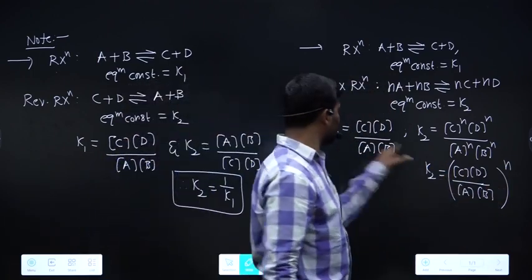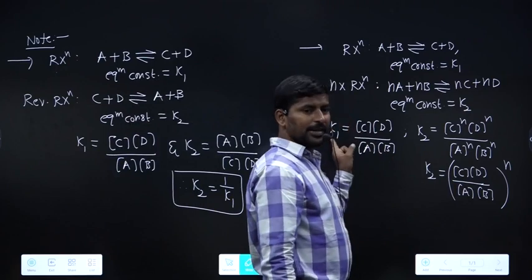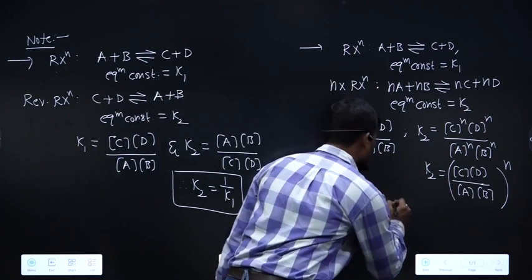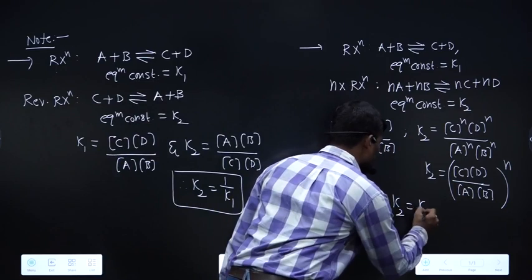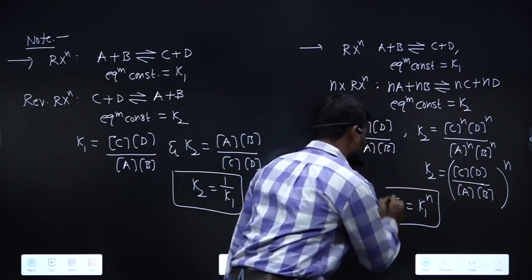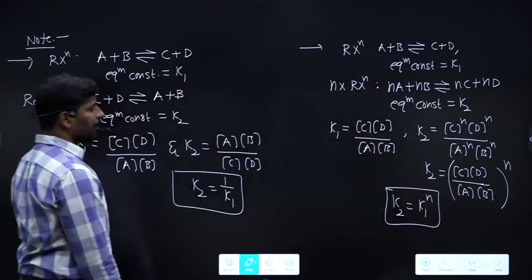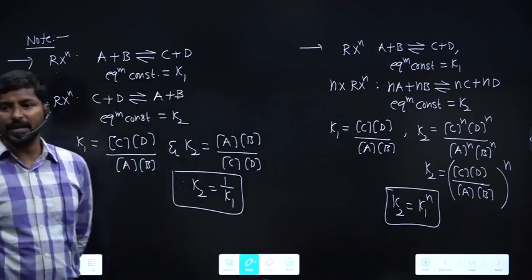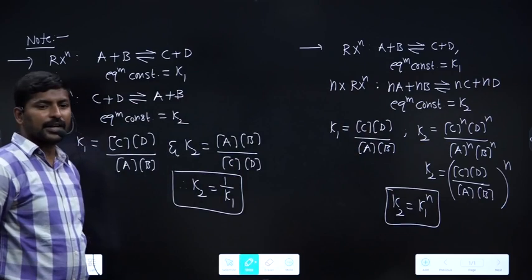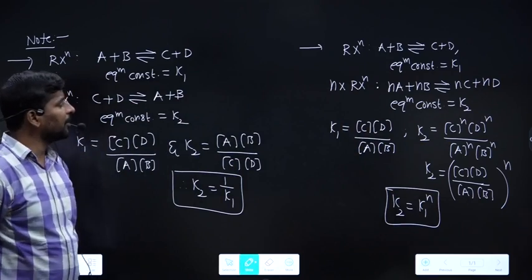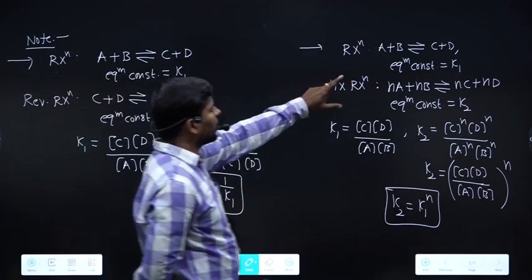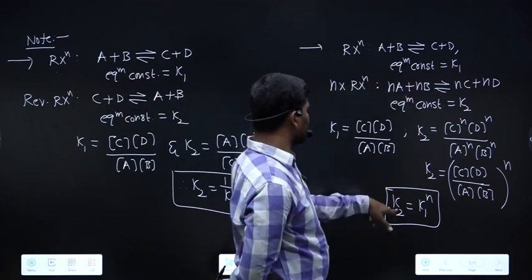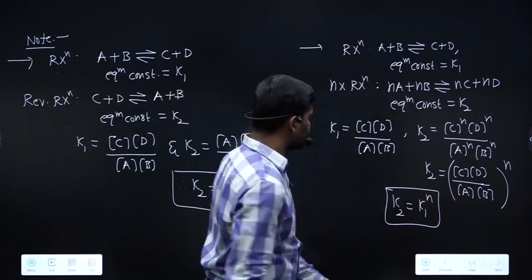But what is CD by AB? CD by AB is nothing but K1. So K2 is equal to K1 power n. So if a reaction is multiplied by n, then the relation between those two equilibrium constants is K2 is equal to K1 power n.